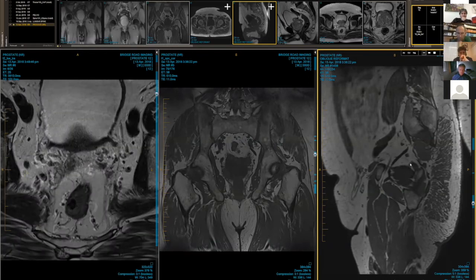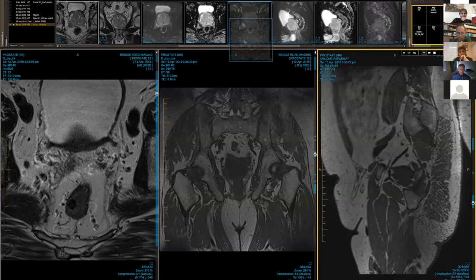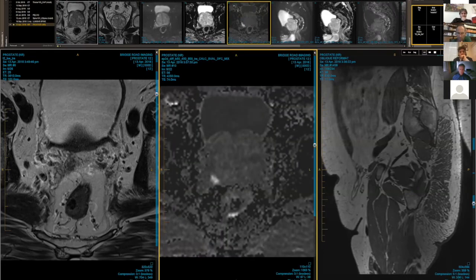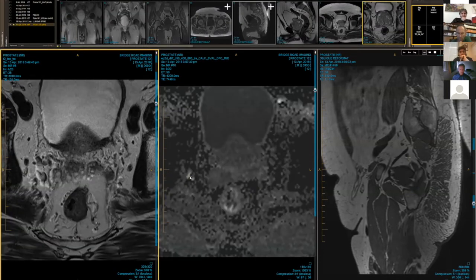Mm-hmm. I'd say it's possible. It's indeterminate, really, because it's not quite big enough and it's not quite round enough. And it's got a little bit of restricted diffusion, which I'll go back to the high B on, which helps you a little bit. You can just see it there. Okay. So I'd call this possible, but not definite.